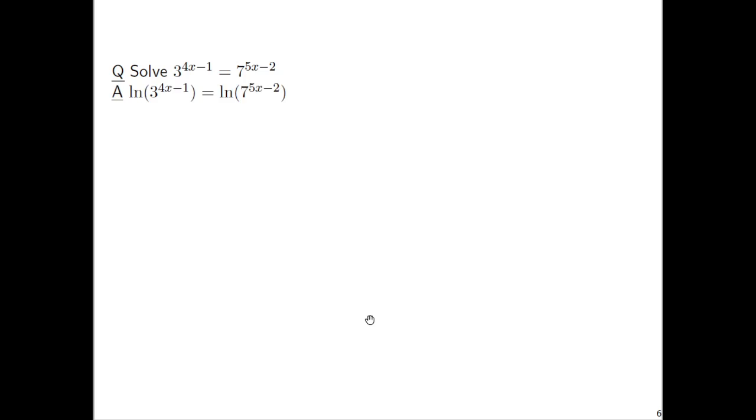Here, unlike the first question we started the day with, it doesn't make sense to try to turn 7 into 3 to the something power. So let's apply the natural logarithm to both sides. So ln of 3 to the power 4x minus 1 equals ln of 7 to the 5x minus 2. You can apply a logarithm of whatever base you choose, but ln is just the easiest to use.